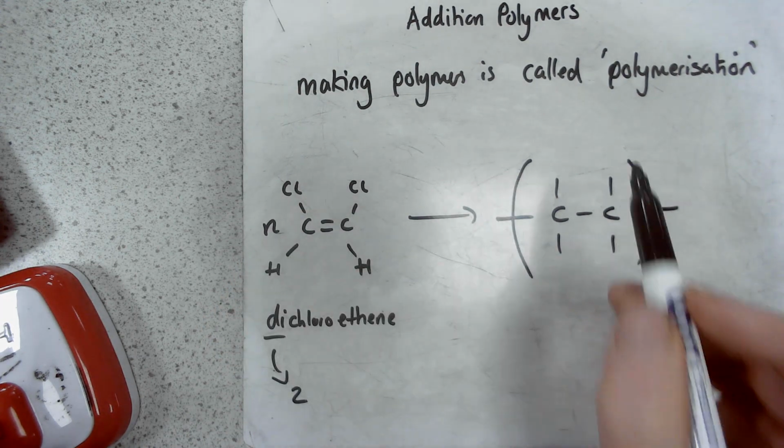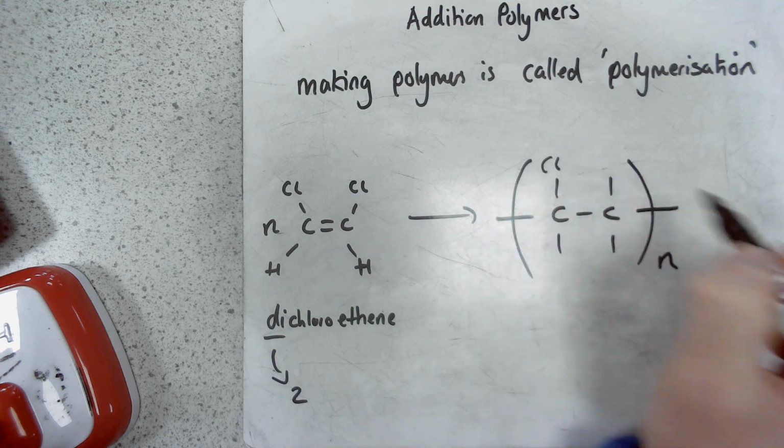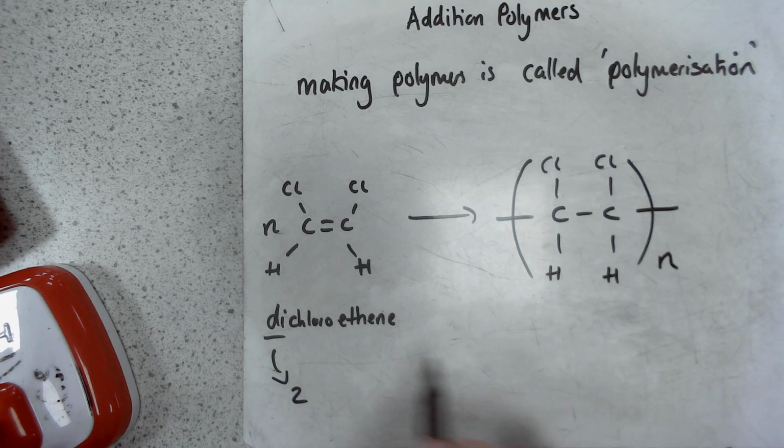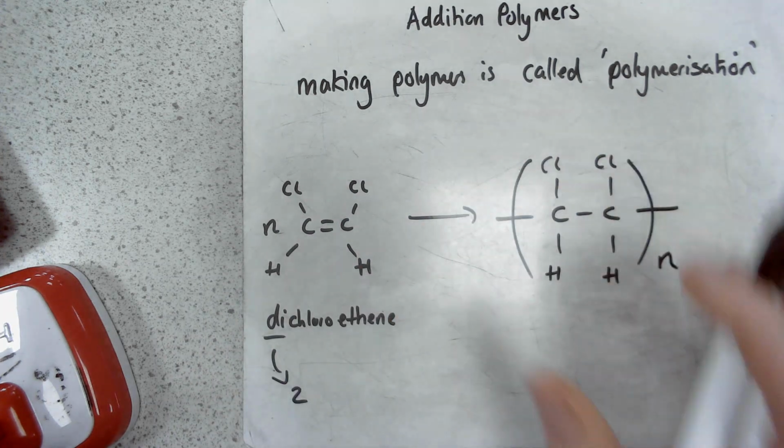All you've got to do now is move your groups across. So let's have a Cl there. Let's have a Cl there. Let's have a H there. And let's have a H there like that. Nice and easy. Okay, all we're doing is keeping the groups in the same places and moving them across like that.